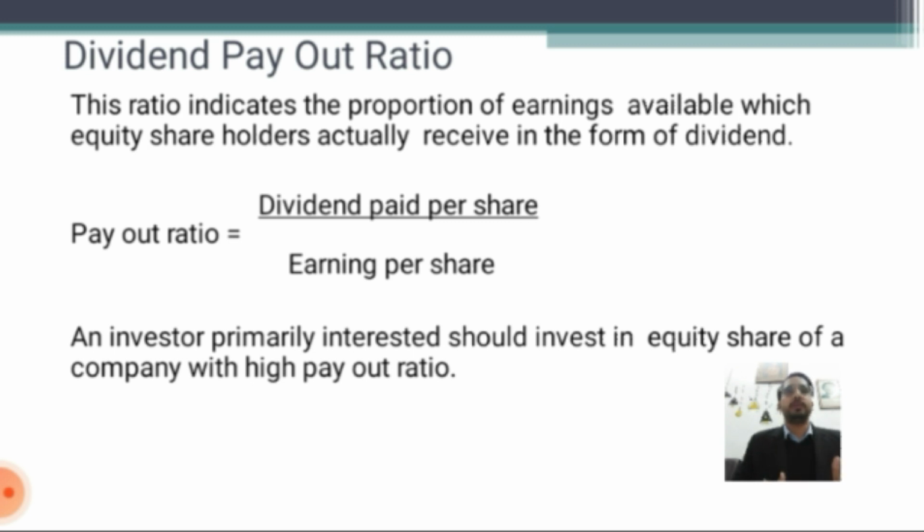Dividend payout. This ratio indicates the proportion of earning available which equity shareholders actually receive in the form of dividend. Payout ratio is equal to dividend paid per share divided by earning per share. An investor primarily interested in dividends should invest in equity shares of a company with a high payout ratio.